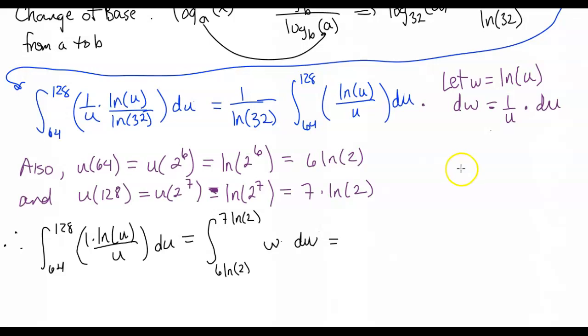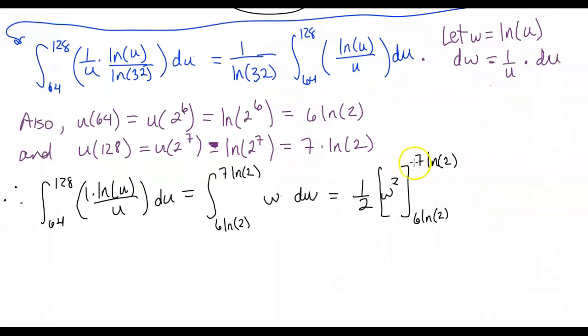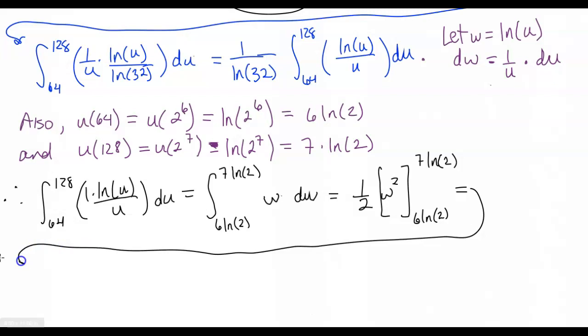And of course, from here now, if we take the antiderivative of W with respect to W, that's just going to be 1/2 W squared. And we will evaluate the W squared part using these natural logs that we have here. And from there, we'll just continue to work on it and work it out. So I'll drop down here to finish up.